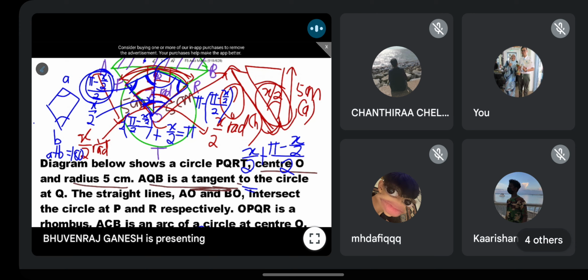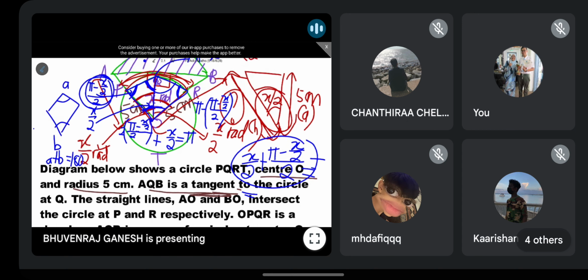Kita kena tengok quadrilateral kitaran. Cara nak ungkapkan X dalam sebutan pi, kita tengok quadrilateral kitaran. We refer to the cyclic quadrilateral. So this is the expression I get. Hasil tambah 2 ni akan sama dengan 180 darjah, because opposite angles akan sama dengan pi.